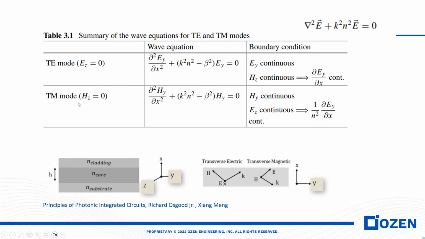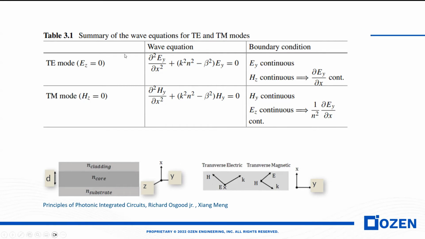For the TM mode, also Hz equals 0. So we have this equation: the second derivative of Hy plus (k squared n squared minus beta squared) Hy equals 0, where Hy and Ez are both continuous, and the first derivative of Hy also is continuous. For the TE mode, as you see, we have Ey, and for the TM mode we have Hy. Now we use these equations to continue, solve, and find the modes in the waveguides.